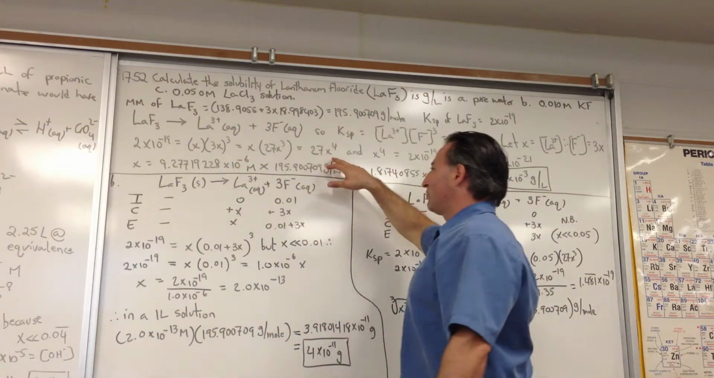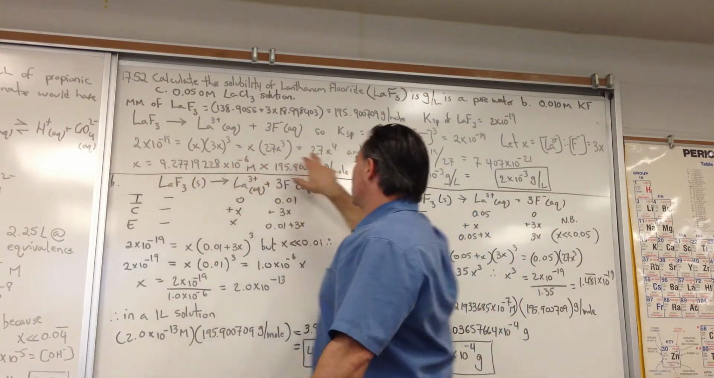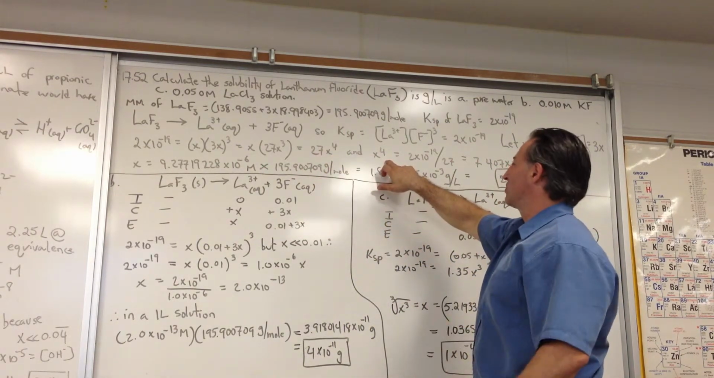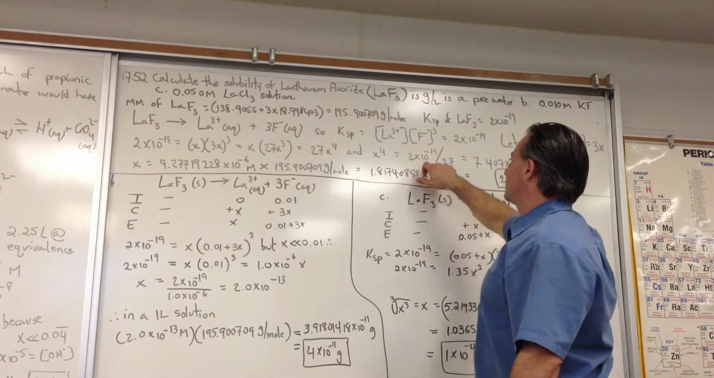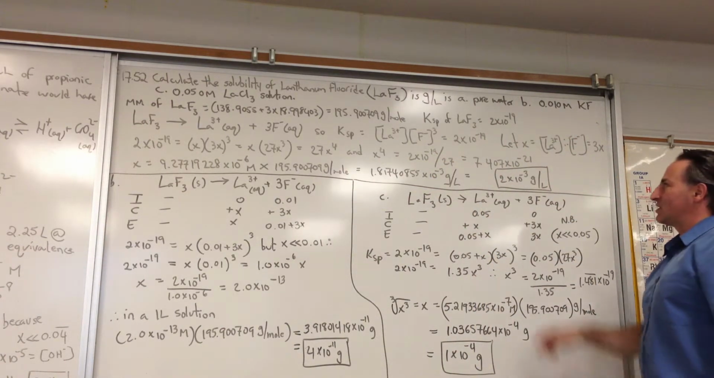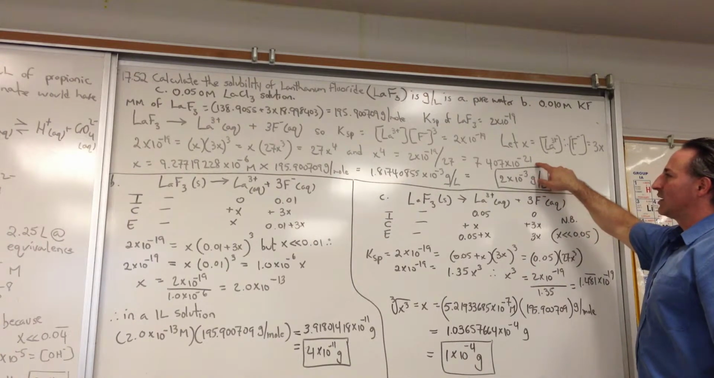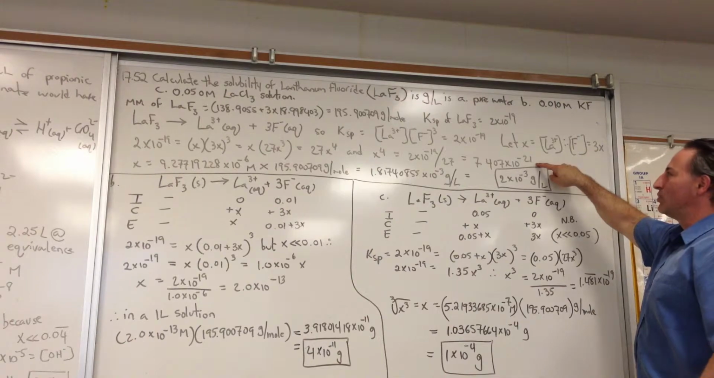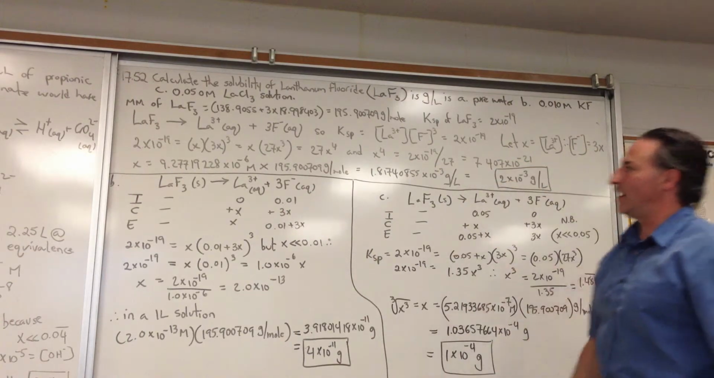And when we do the algebra, we find that the Ksp value is equal to 27x to the 4th. We solve for x, or not x cubed, x to the 4th, sorry. x to the 4th is equal to 2 times 10 to the minus 19 divided by 27. That gives us x to the 4th is equal to 7.4 times 10 to the negative 21. So then we take the 4th root of this number to find the value of x.